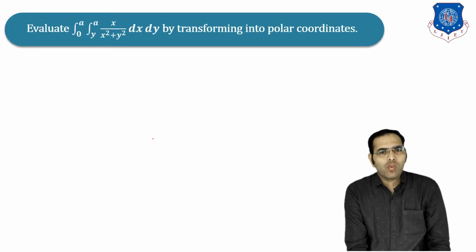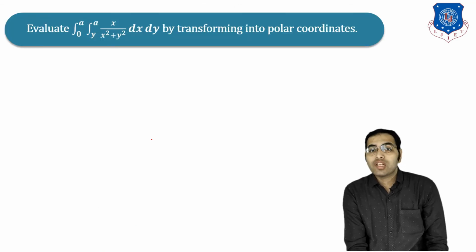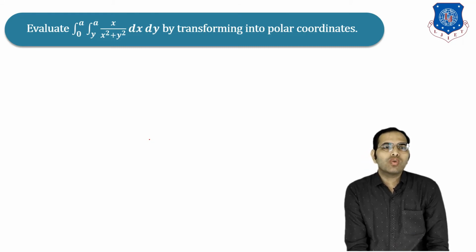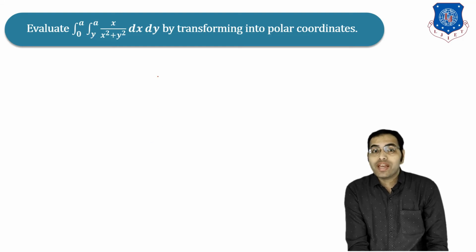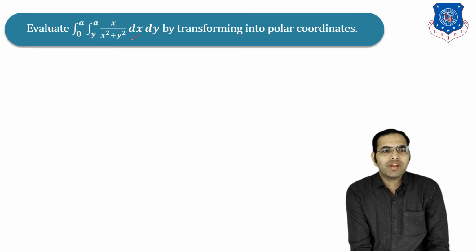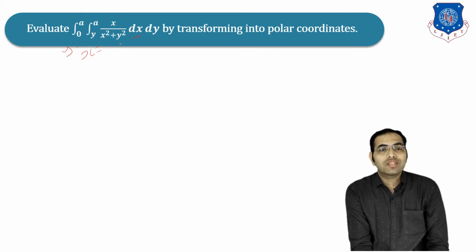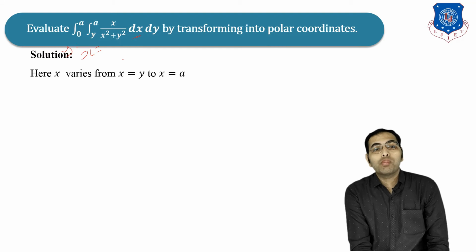Let's see one more example of transforming into polar coordinates. Evaluate the double integral 0 to a, y to a, x upon x square plus y square dx dy. Here the inner limit, which is in dx form, is indicated by x, and the outer limit is indicated by y, meaning x varies from y to a and y varies from 0 to a. According to these limits we have to convert it into polar form.